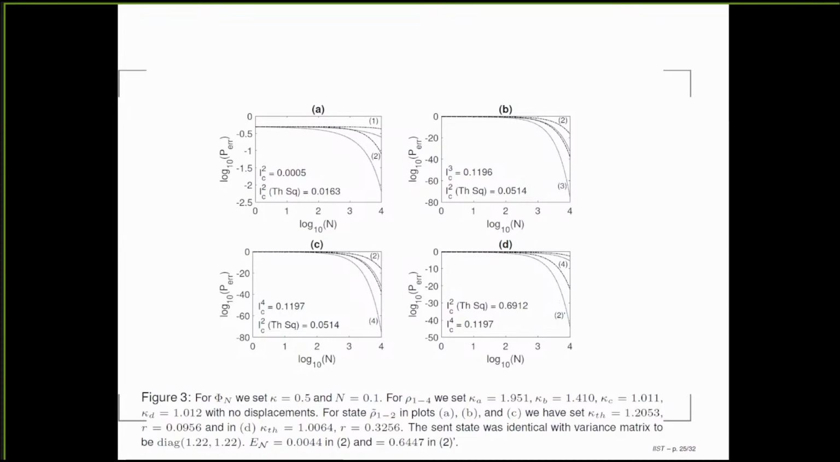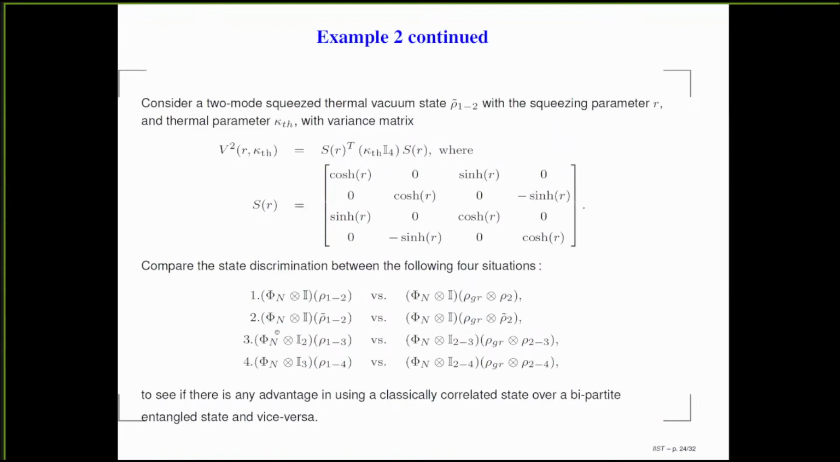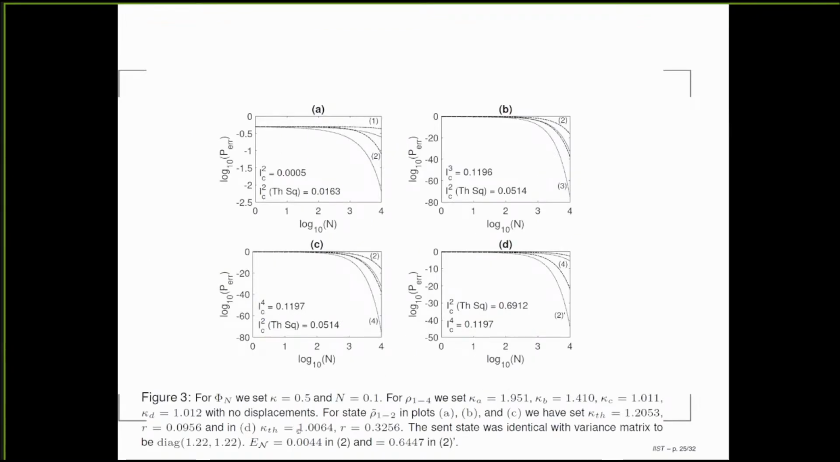So with increased, let us read the caption. So 2 prime, we had this entanglement in 2. This is scenario 2 with entanglement negativity, logarithmic negativity 0.0044. Whereas in 2 prime it was 0.6447. Okay, and we have this initial state we chose.